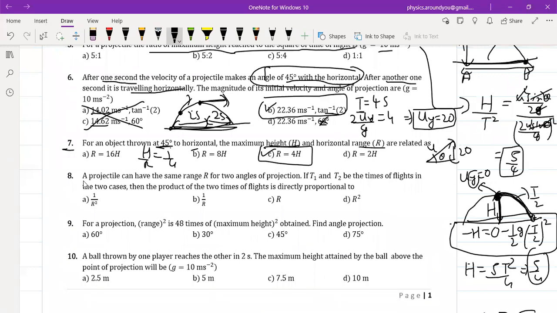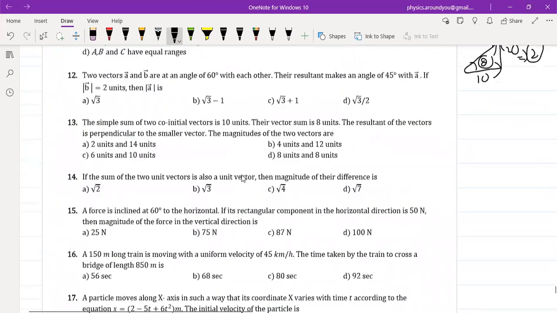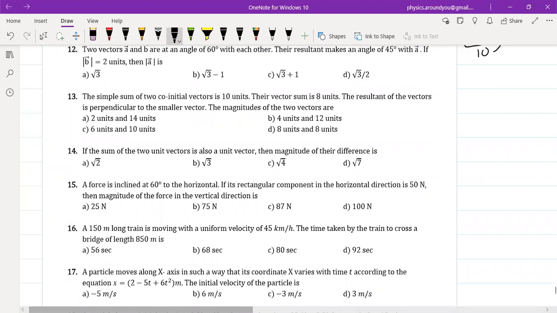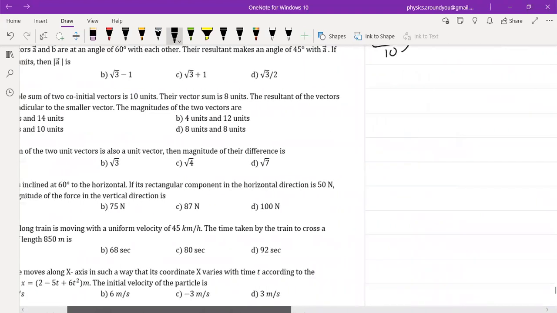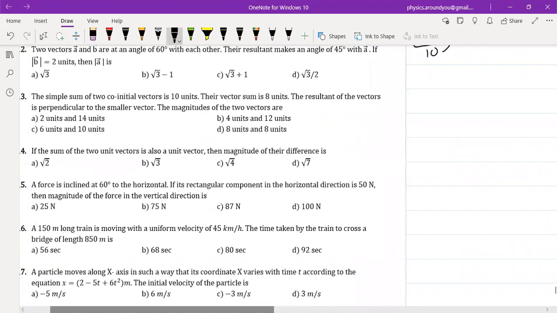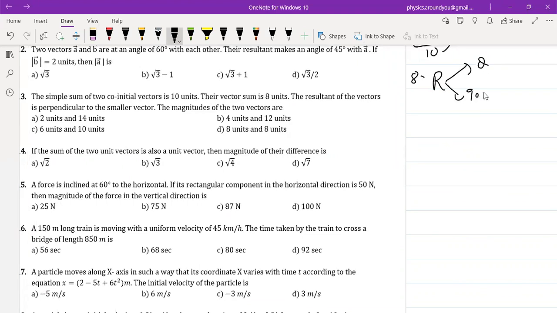Now, question number 8. A projectile can have the same range R for two angles of projection. If T1 and T2 be the times of flight in these two cases, then what is the product of the times of flight in each of these? Well, for the eighth question, it demands some more data. I'll just fix the screen for you. It has the same range R for two cases. One is for theta, the other is for 90 minus theta. The speed in both of them is u itself.